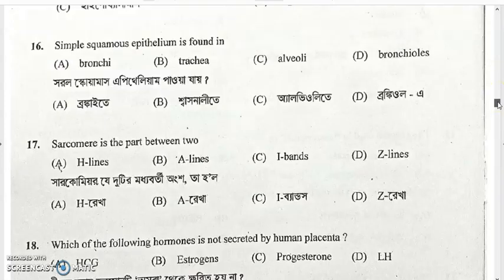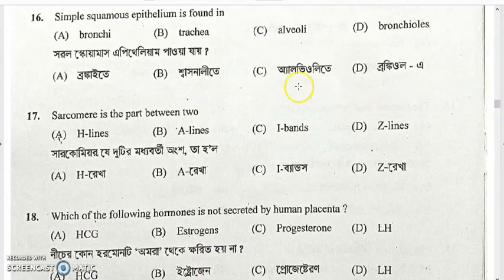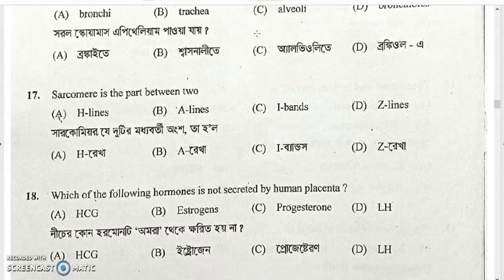Now, question number 16. Simple squamous epithelial cell is found in the alveoli. So the answer will be option 3. Simple squamous epithelial cell found in alveoli.